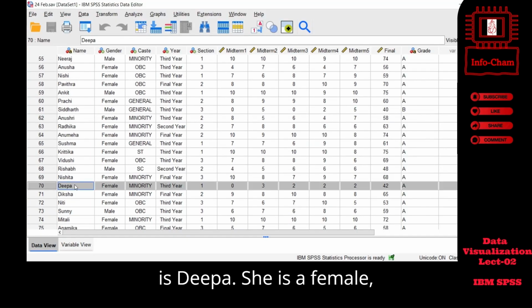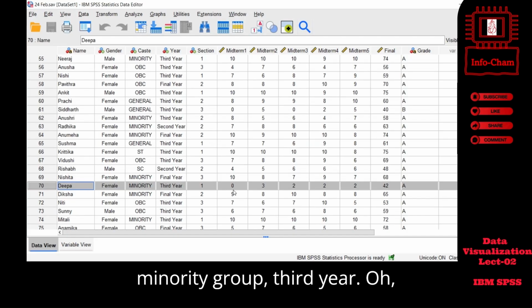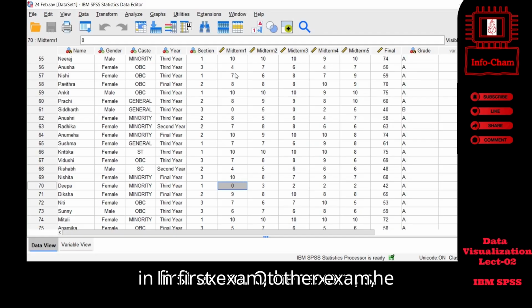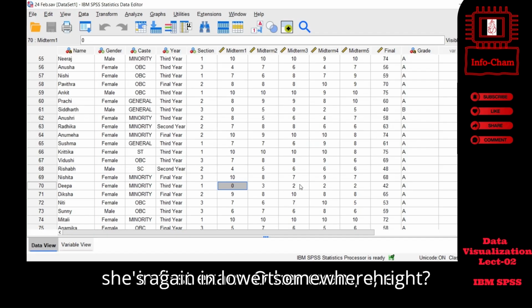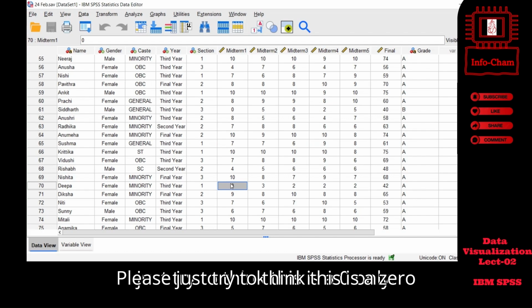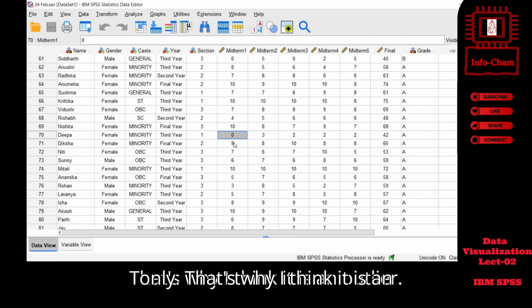This is Deepa. She is a female, minority group, third year. Can you see this value? 0. She scored 0 marks in the first exam. In the other exam she is again lower somewhere, right? Please just try to think, this is a 0 only, that's why I think it is an outlier.